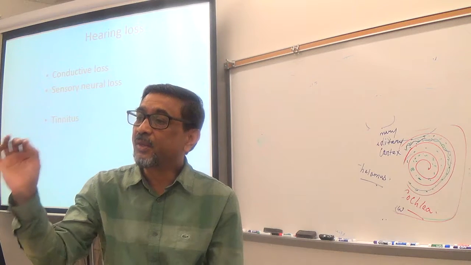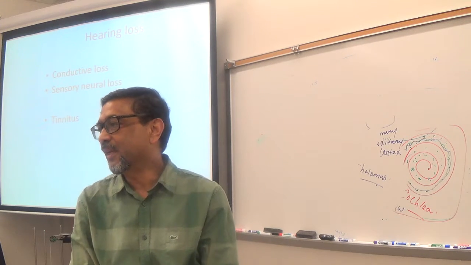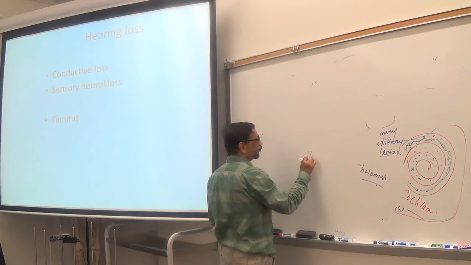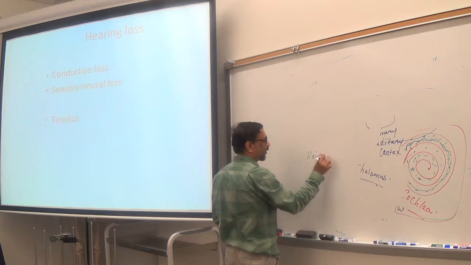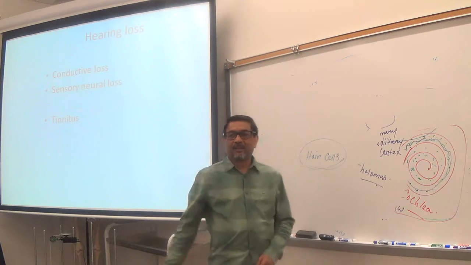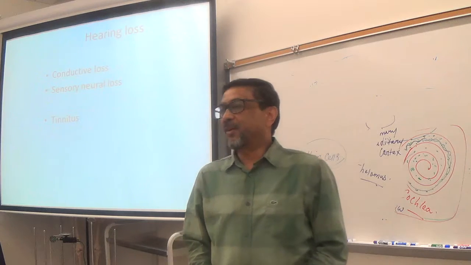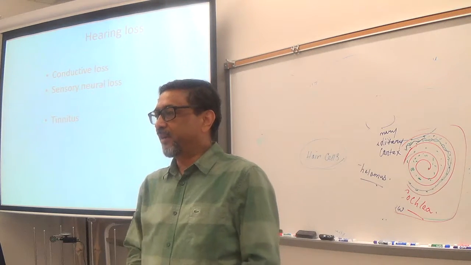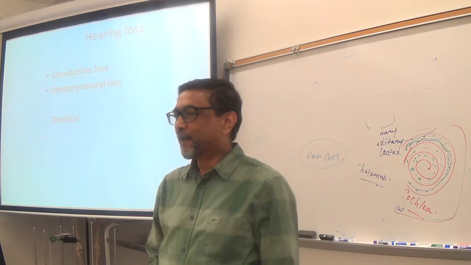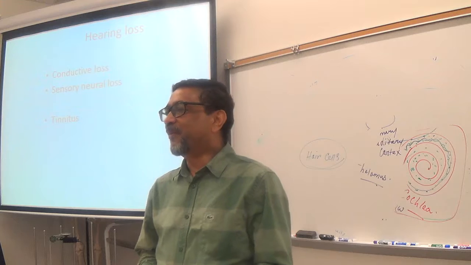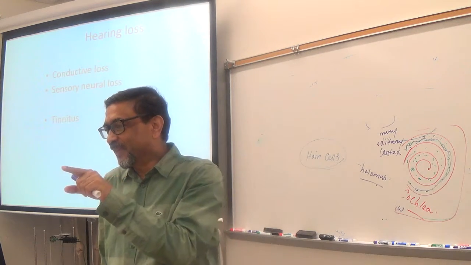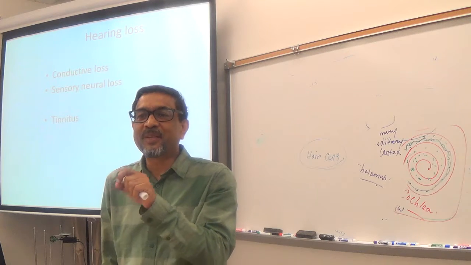Now, sensory neural hearing loss is the loss of the function of hair cells in the cochlea. If the hair cells are non-functional or destroyed, that causes sensory neural hearing loss. Now the problem is, in the organ of Corti, or in the inner ear, you don't have the stem cells.